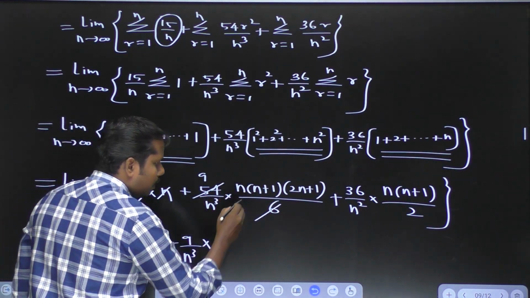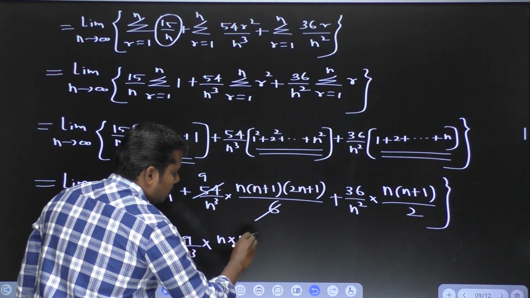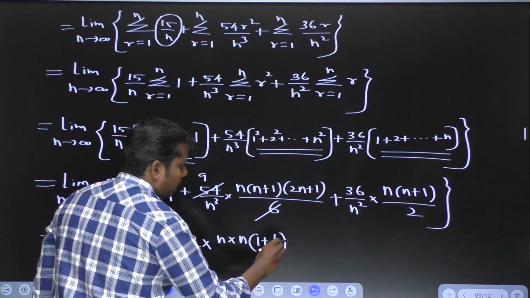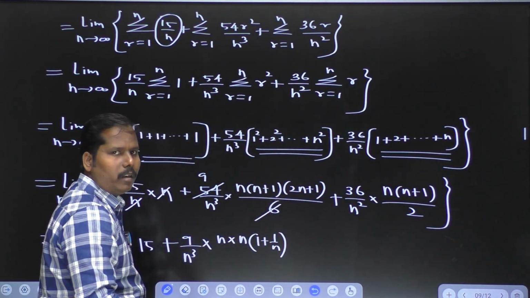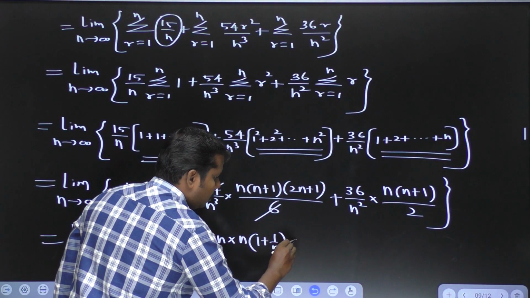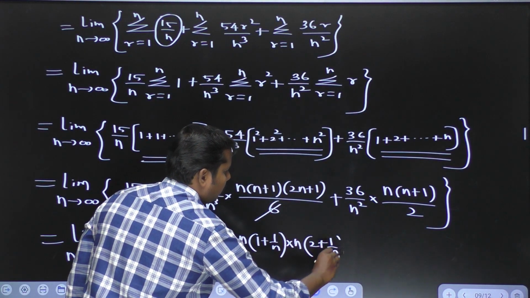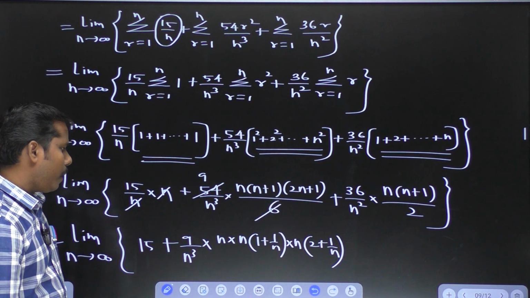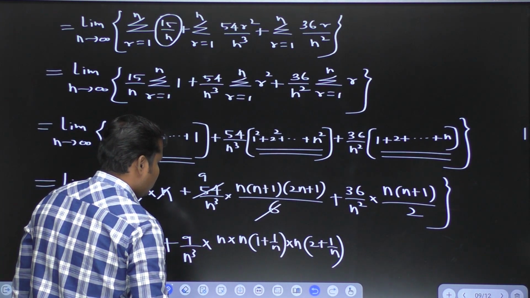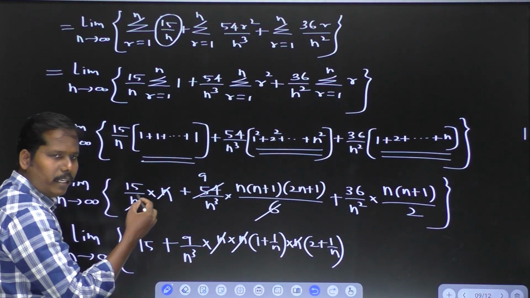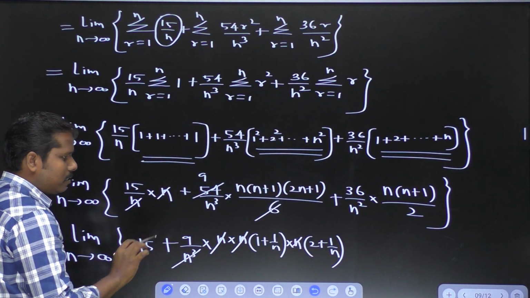From the first factor take 1 n outside. So you are getting there 1 plus 1 by n. From the next factor you take one more n outside. If you take n, you are getting 2 plus 1 by n. I hope you understand this. Divided by what? n cube is there. Here you can see that n cube is getting cancelled.